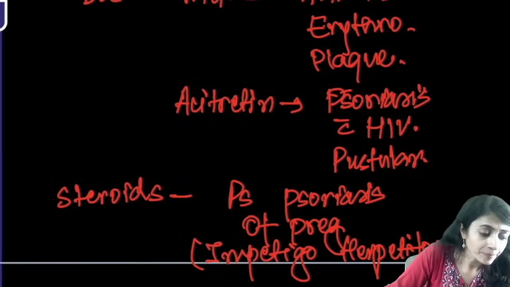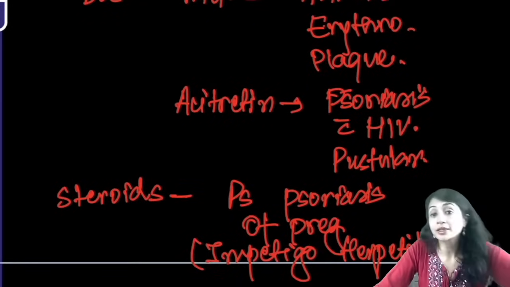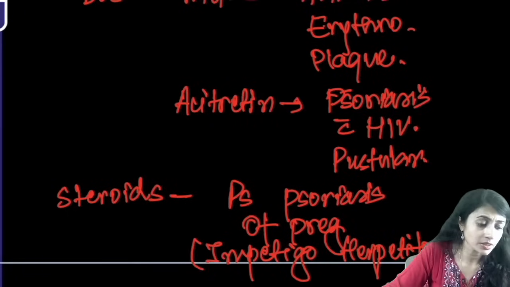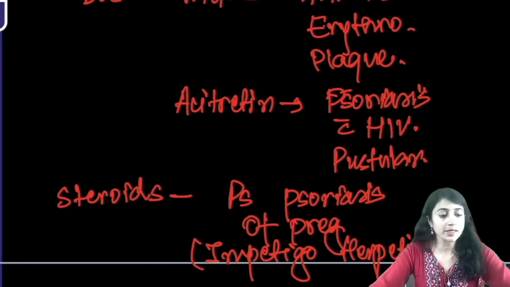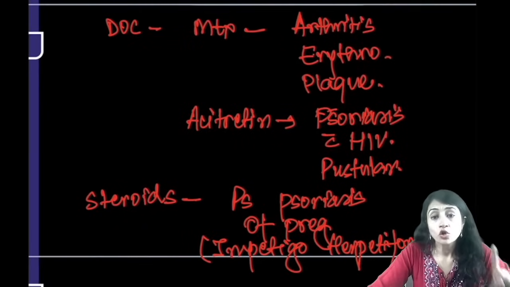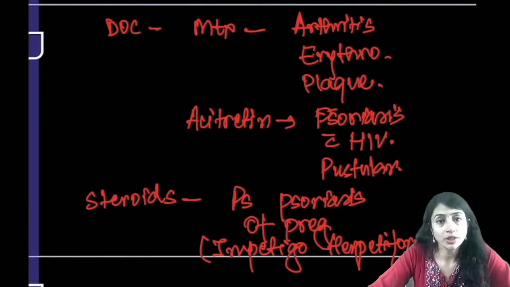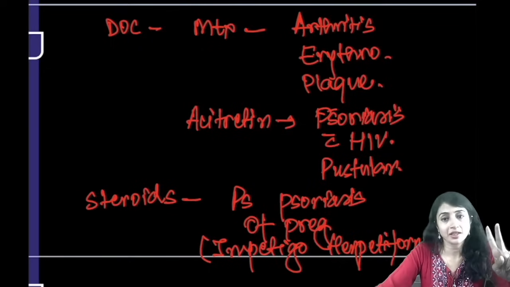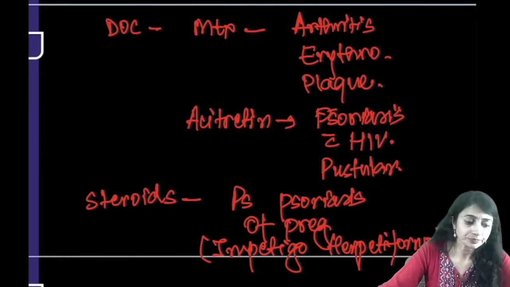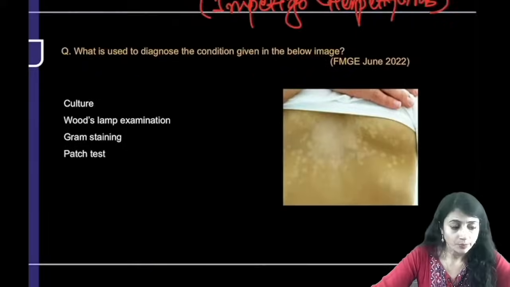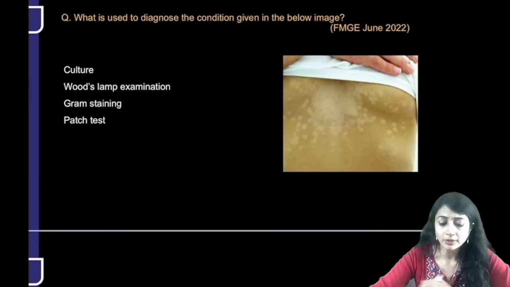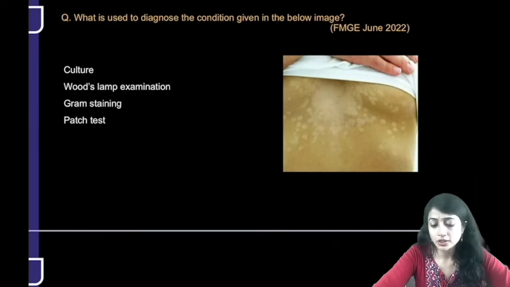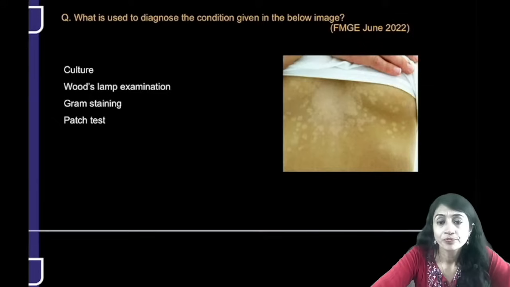Are you clear? If you have psoriatic arthritis, you will prefer methotrexate. If still there is a confusion, please ask me here. But this is broadly what you use in various forms of psoriasis. Okay? So don't get confused. And guttate psoriasis, antibiotics. Clear? So we'll move on to the next question. What is used to diagnose the condition given in the below image? So what is the condition that we see here, and what do we use to diagnose it?